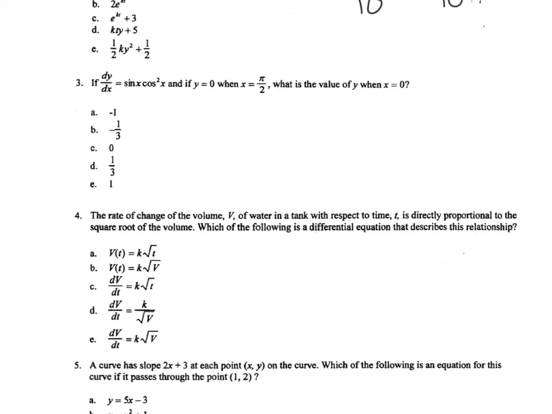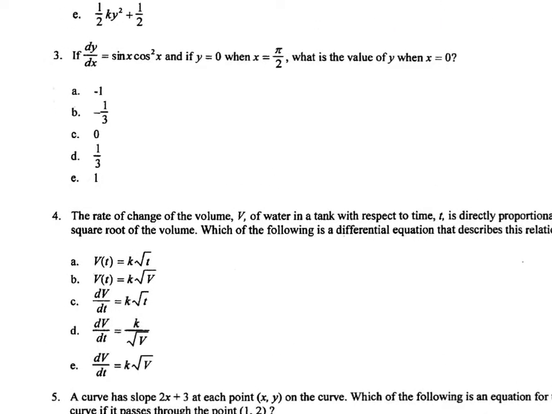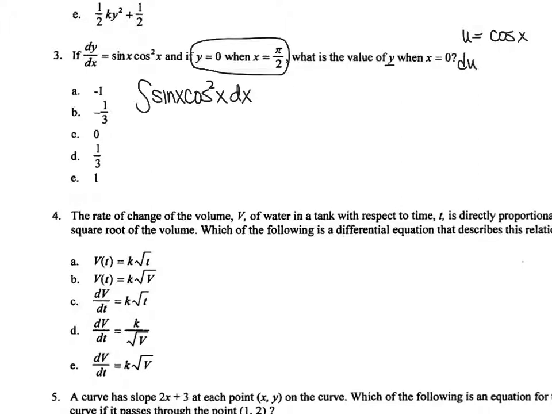Number 3. If dy/dx is equal to sine of x times cosine squared of x, and y is 0 when x is pi halves, what's the value of y when x is 0? So this is giving us an initial point, and we're given the derivative. So we're supposed to find y, basically. So I'm going to do the antiderivative of this, but to do this, I'm going to think about u squared. So really, I'm taking the integral of sine of x, cosine squared of x. So I'm going to use u substitution. I'm going to use my u as cosine, because that's the quantity squared. The derivative of cosine is negative sine of x dx.